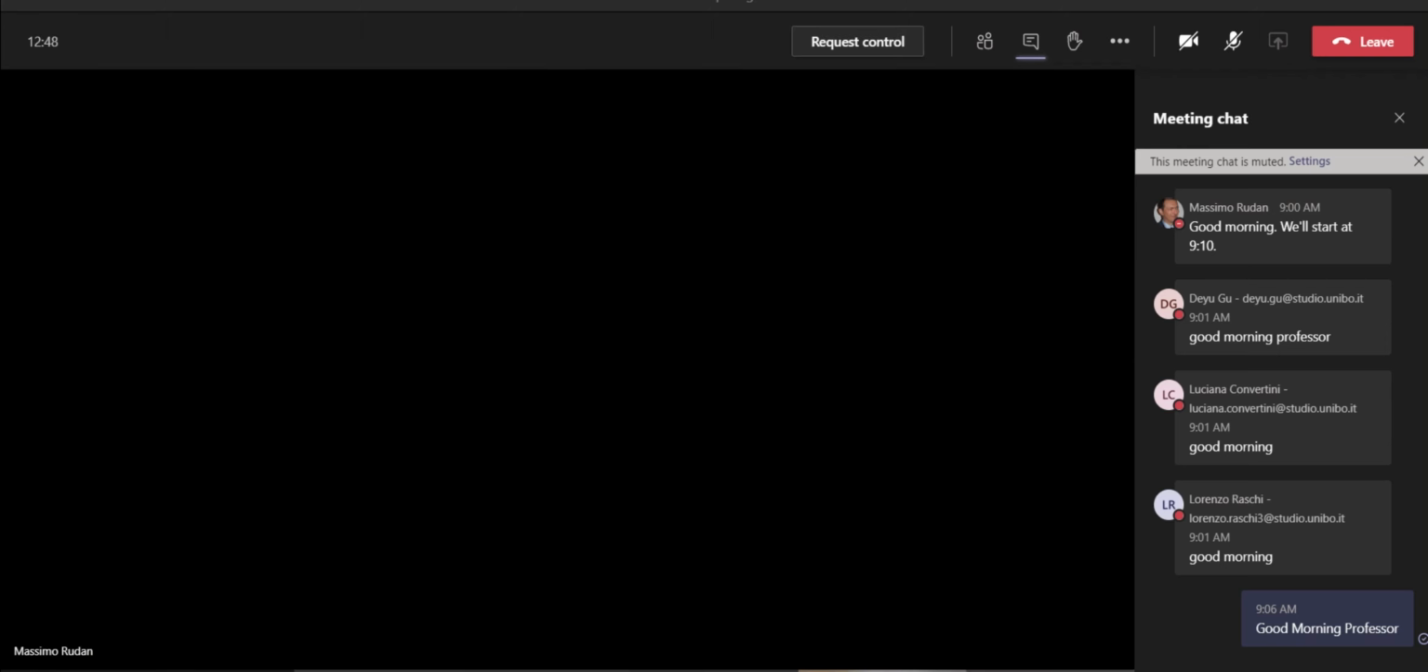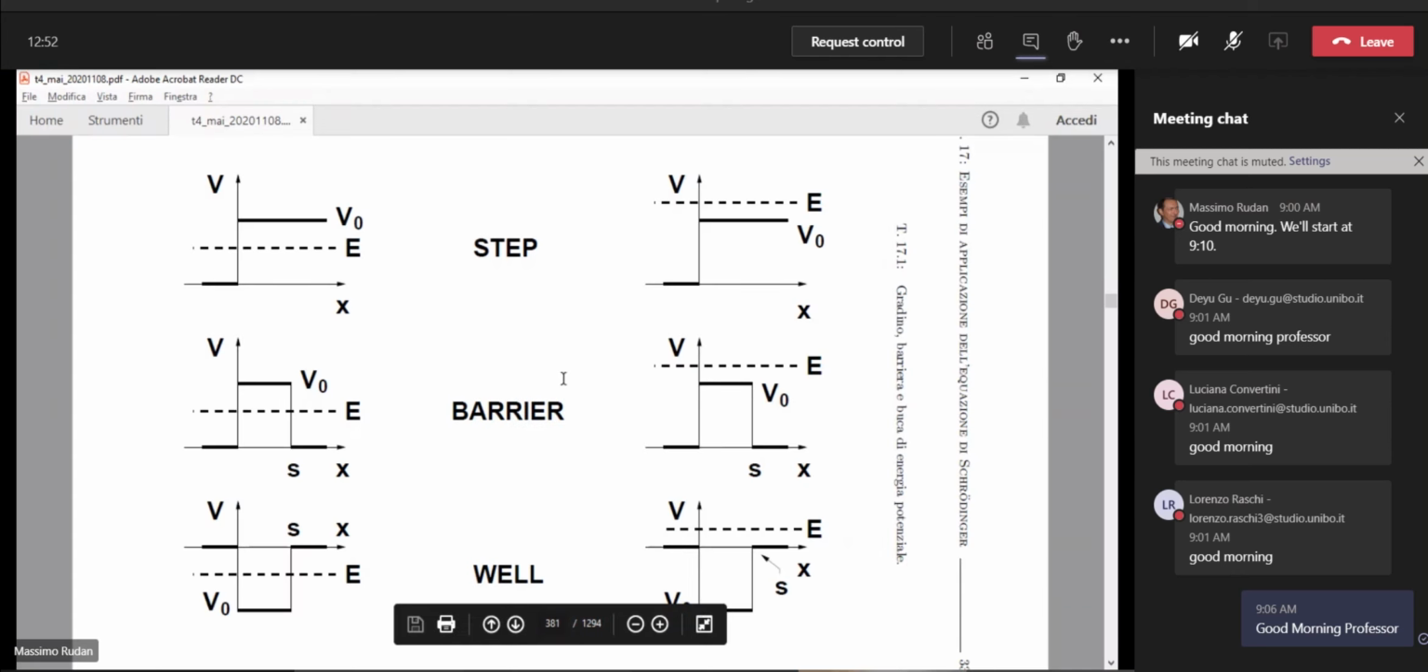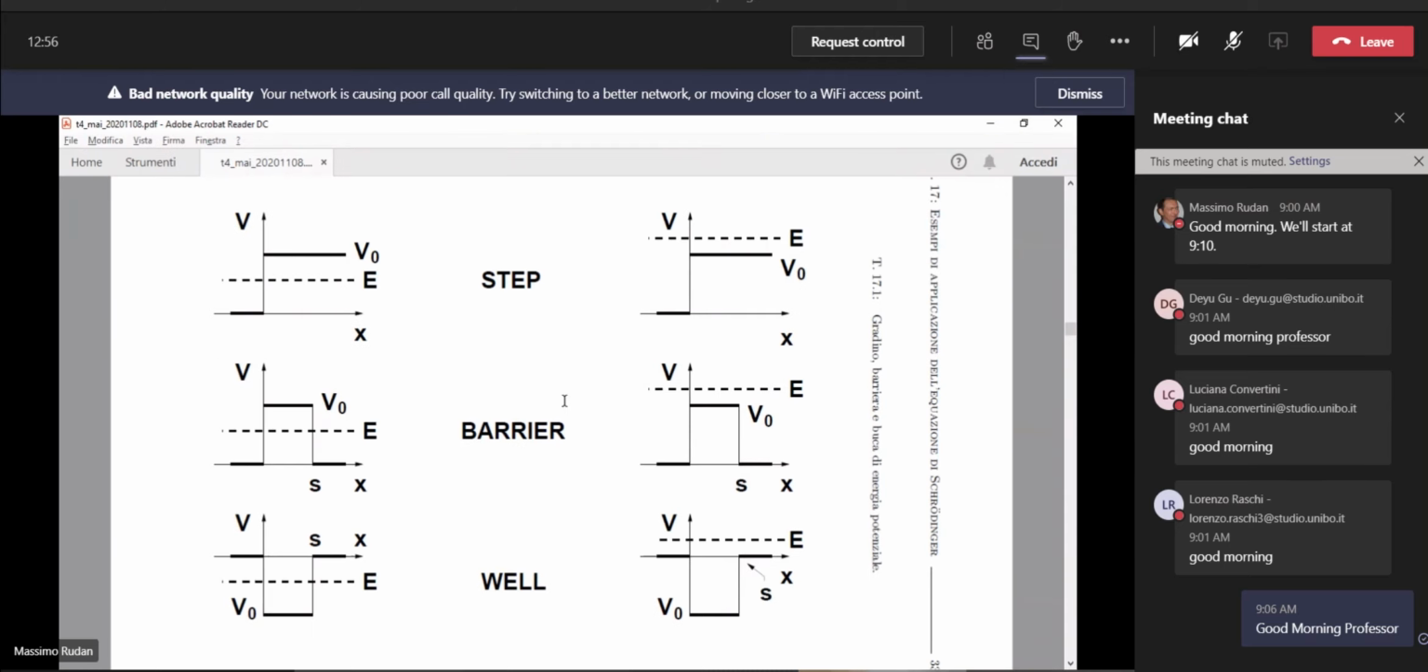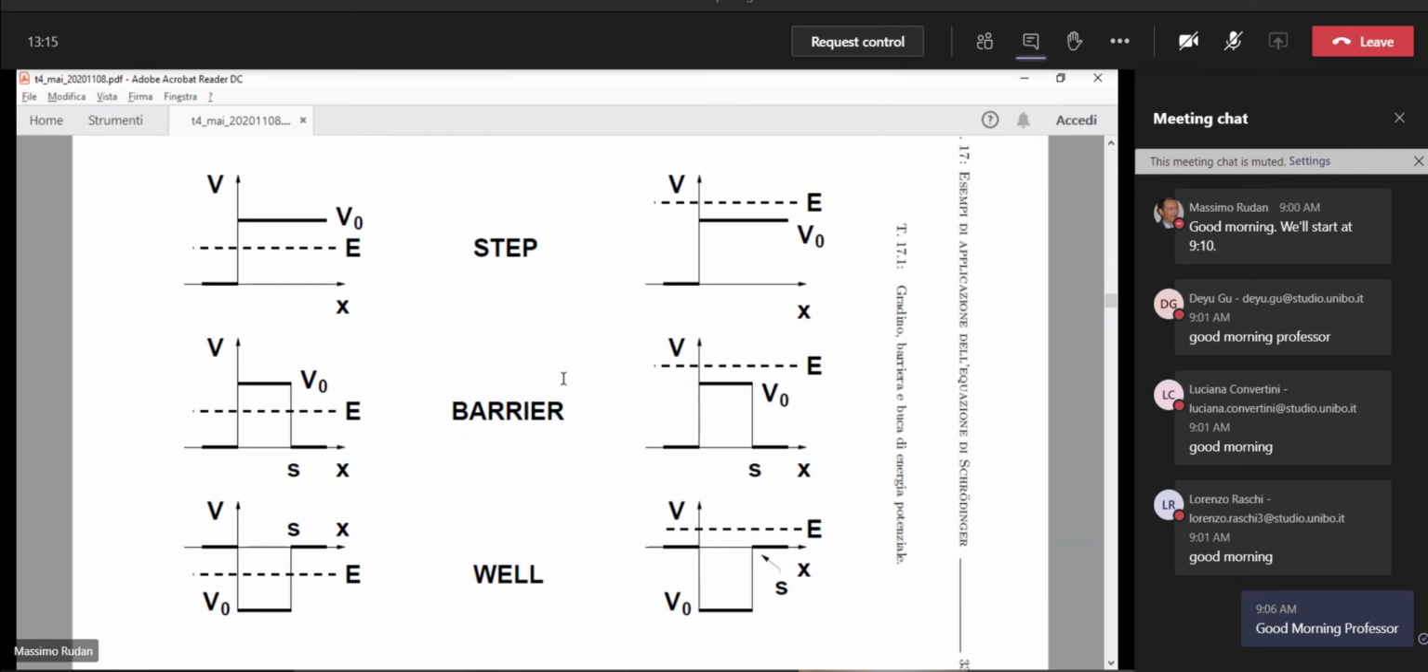Okay, for some reason the connection went down, but now you should be able to see the screen with the usual set of figures showing the typical problems. You should be able to see the typical problems that are solvable in quantum mechanics with an analytical approach.